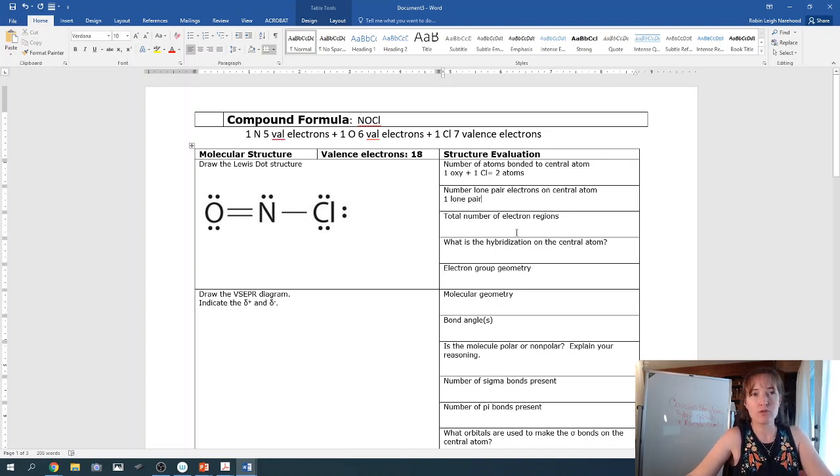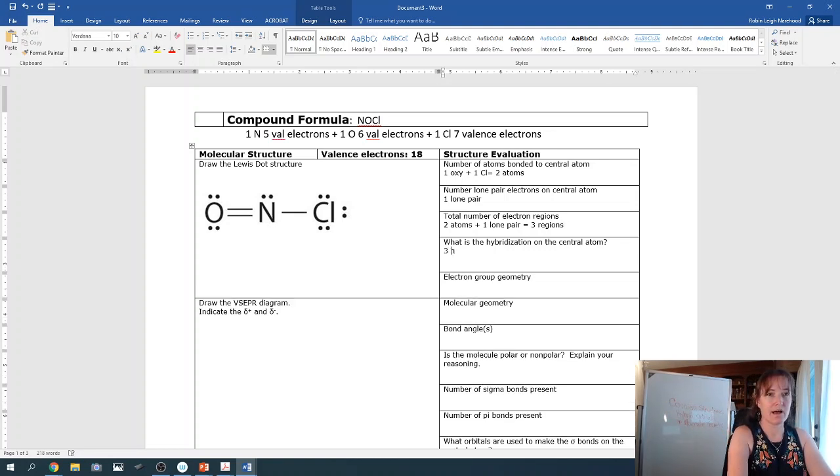So the total here is the number of atoms plus lone pairs. So the total number would be 2 atoms plus 1 lone pair for a total of 3 regions. So I need 3 regions, which means that I need 3 hybrid orbitals. So 3 hybrid orbitals need to be created, and they're created using nitrogen's outermost orbitals.